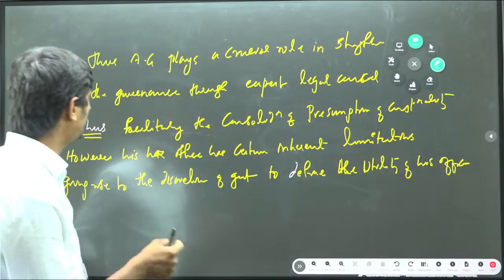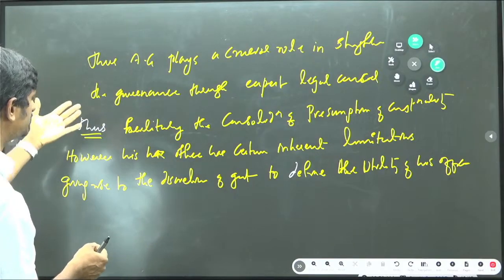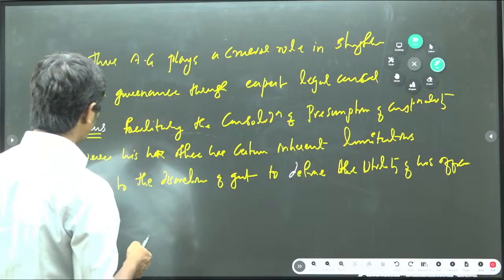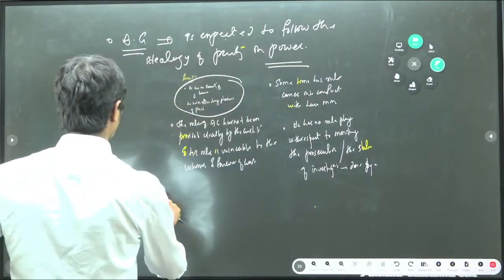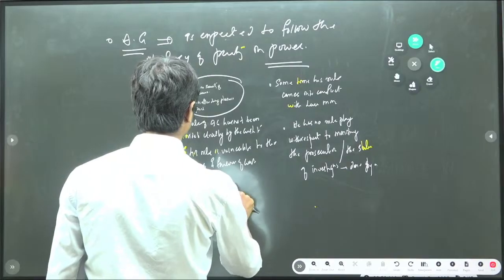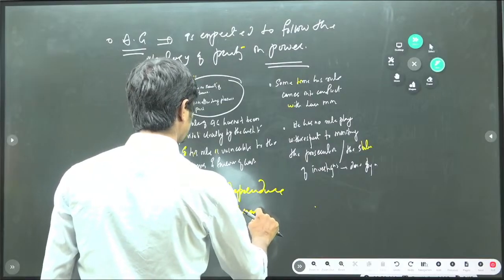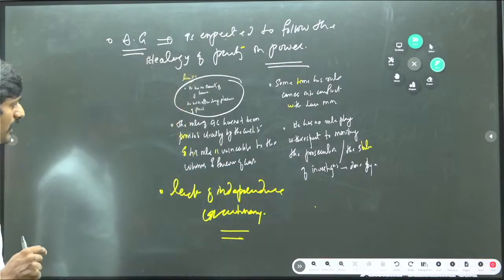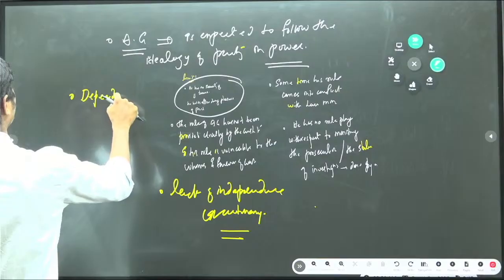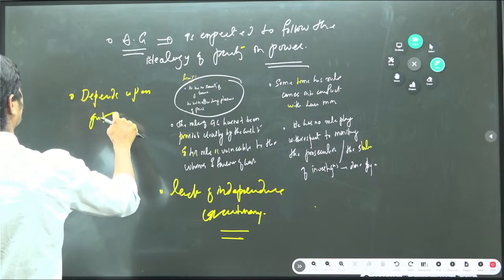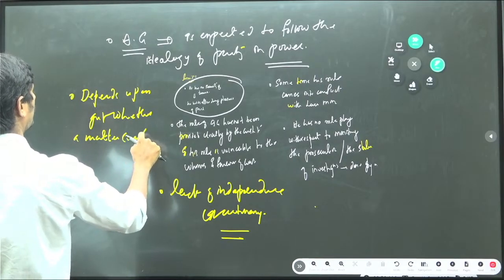So this statement highlights that the office has a limitation, which we have already presented, and the Attorney General's office has no independence from the government. So we can also write lack of independence or autonomy. And moreover, it all depends upon the government whether a matter can be referred or not.